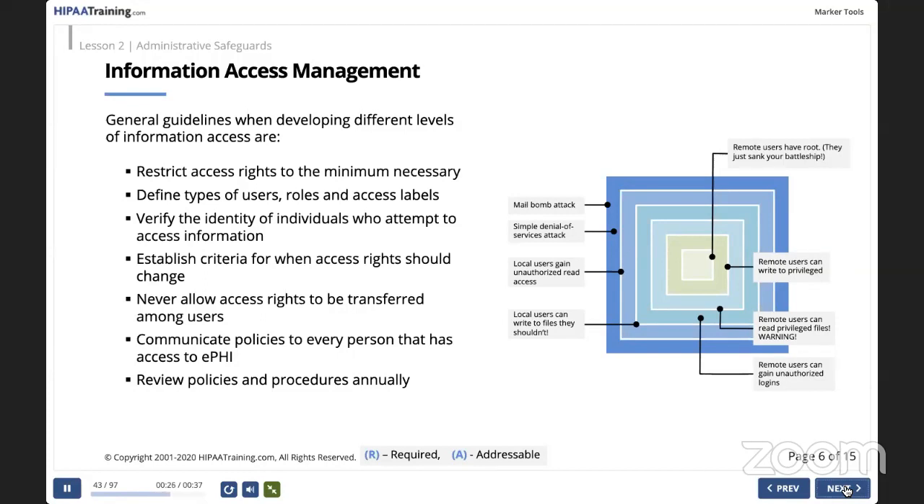Never allow access rights to be transferred among users. Communicate policies to every person that has access to EPHI. Review policies and procedures annually.